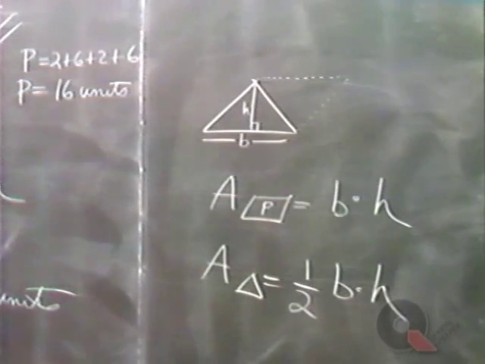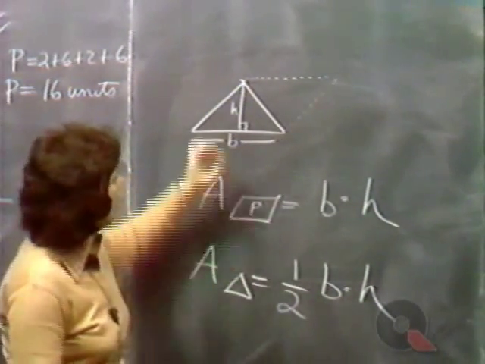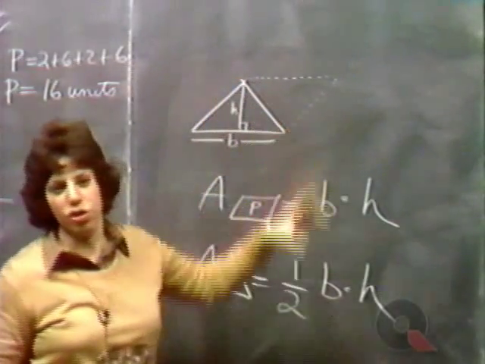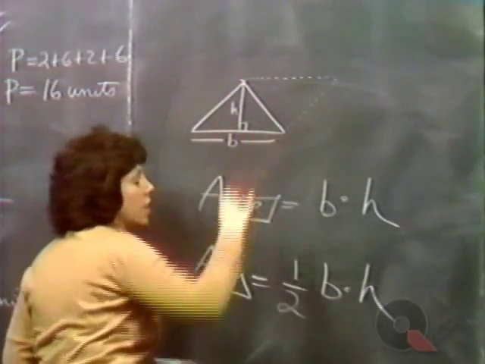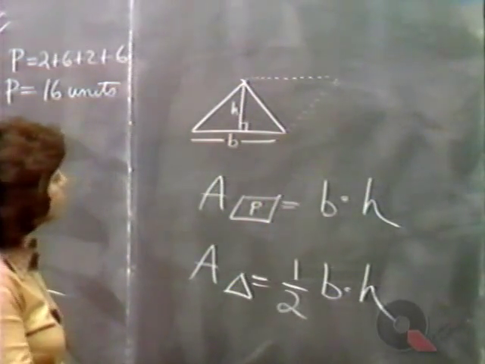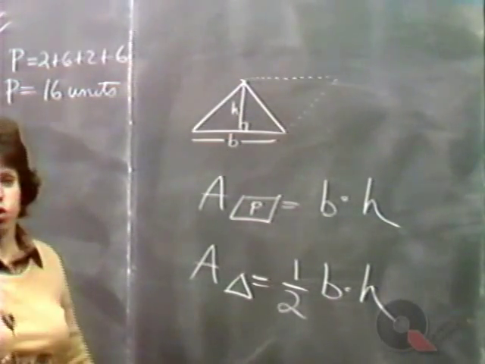And you may have seen this formula before. The area of a triangle is 1/2 base times height. The height in the triangle is called the altitude. An altitude is a line segment from a vertex perpendicular to the opposite side. And do not feel that the altitude must be within the triangle.